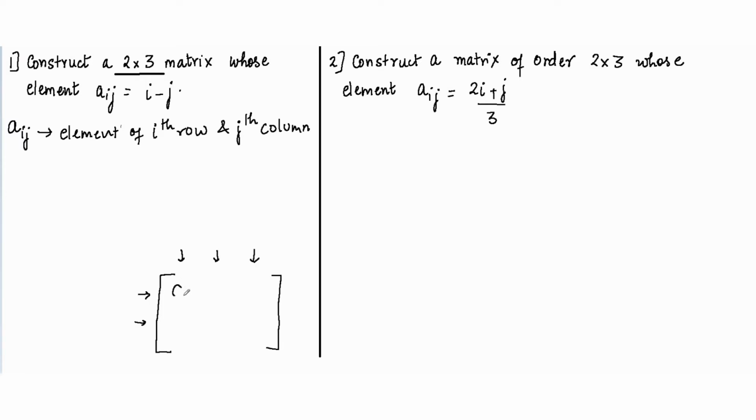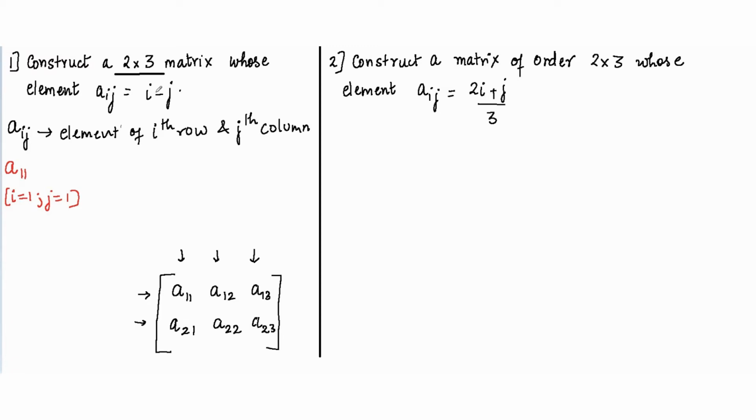Let us mark this element as A11. That's the element in the first row, first column. This is going to be first row, second column, and this is first row, third column. The second row would have the element in the first column, the second column, and the third column. These would be the elements of this matrix. Let us now find A11. When I say A11, it means my i is 1 and j is also 1.